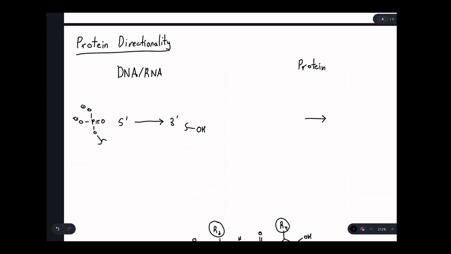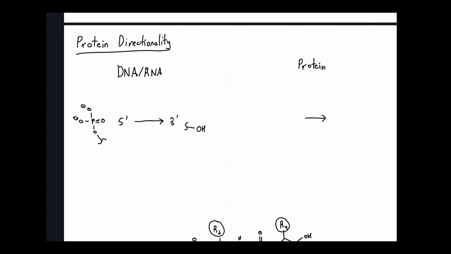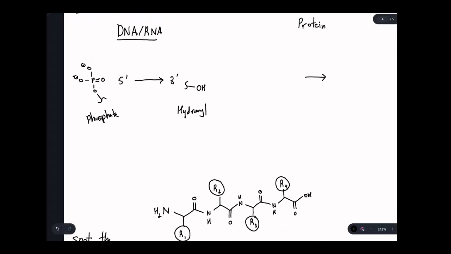Now, jumping to directionality. Recall that in DNA and RNA, we had a direction. There was a 5' free phosphate and a 3' free hydroxyl group. With protein, we have something very similar. Right? I'll pull the sequence down below.